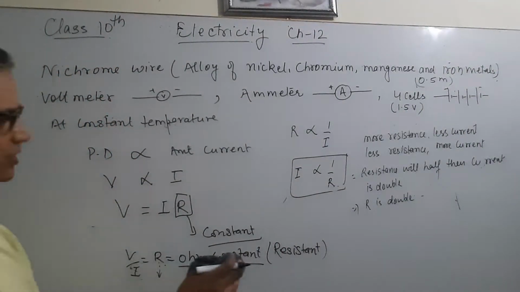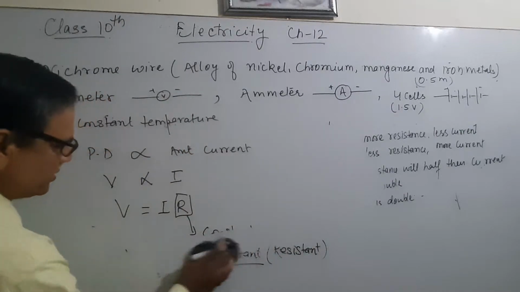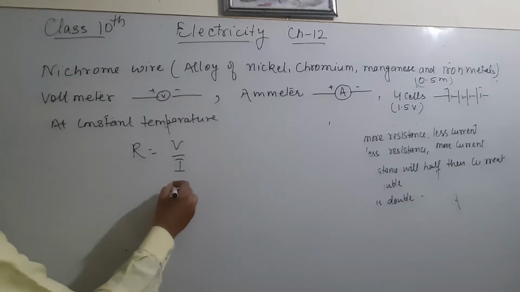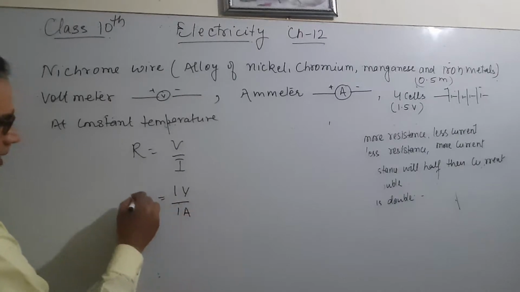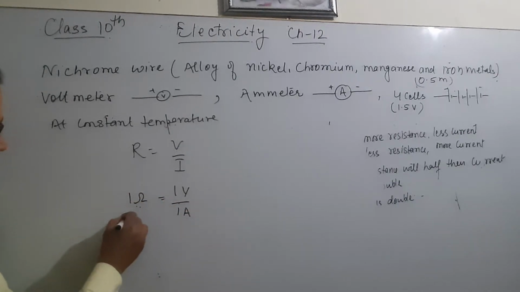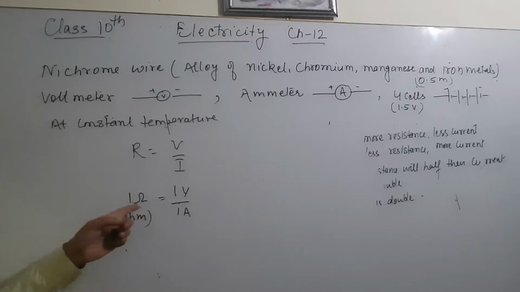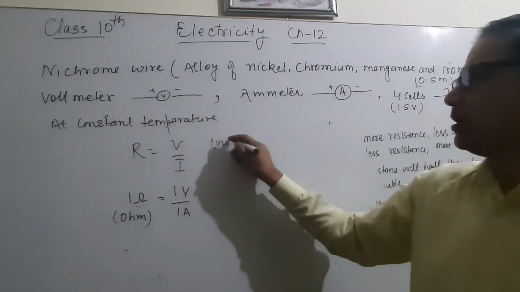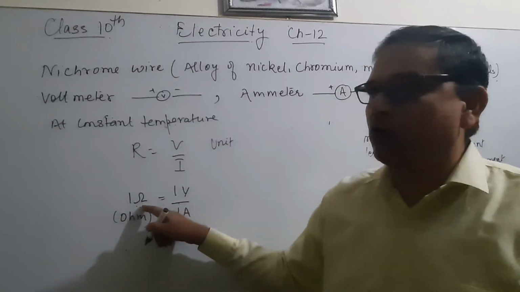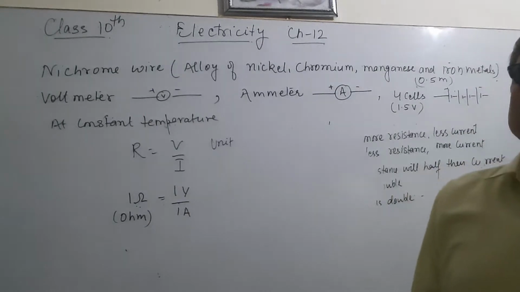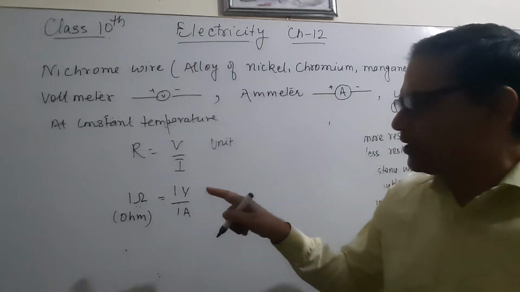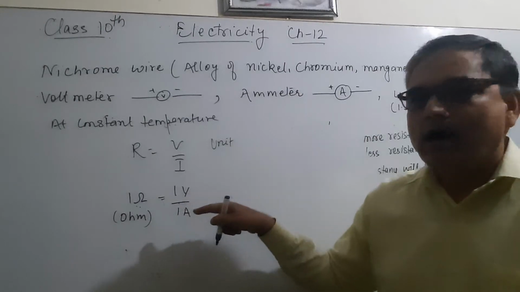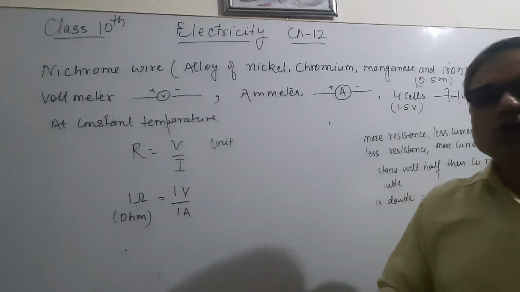Now what is the unit of resistance? R is equal to V upon I. What is the unit of this? 1 volt upon 1 ampere is 1 ohm, written OHM, and the symbol of ohm is omega. So the unit of resistance is ohm, which is represented by omega, and 1 ohm is the resistance of a metallic wire having a potential difference of 1 volt across it when the current flowing through it is 1 ampere.